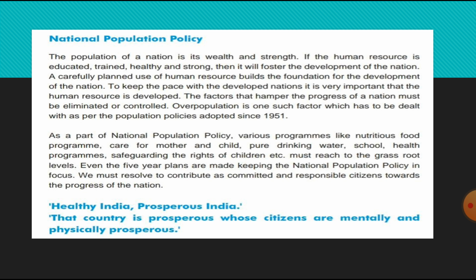And here they have given the slogans "Healthy India, Prosperous India." That country is prosperous whose citizens are mentally and physically prosperous.